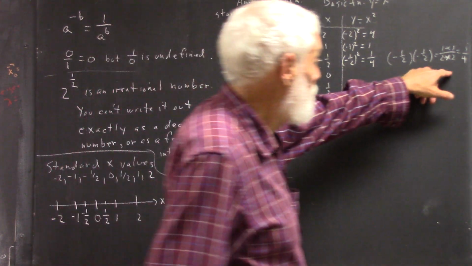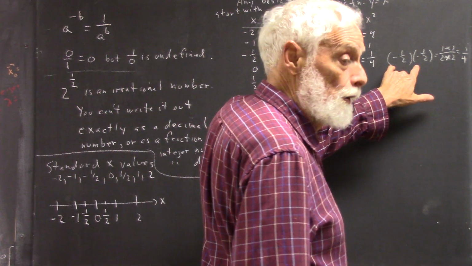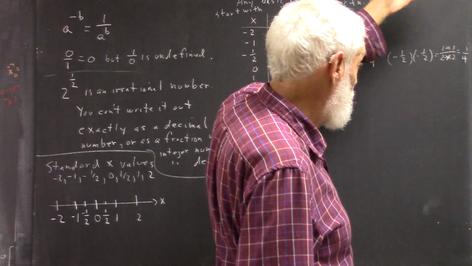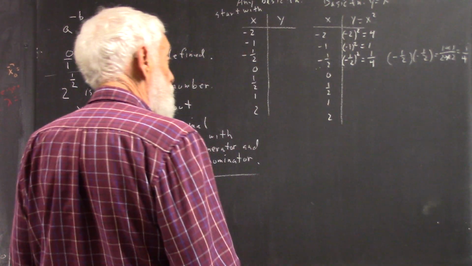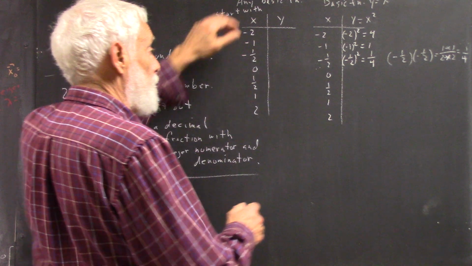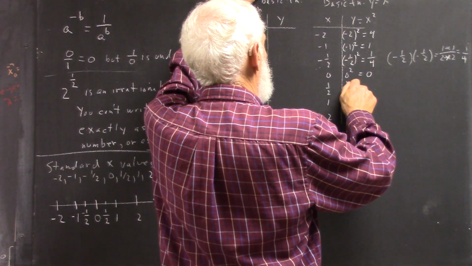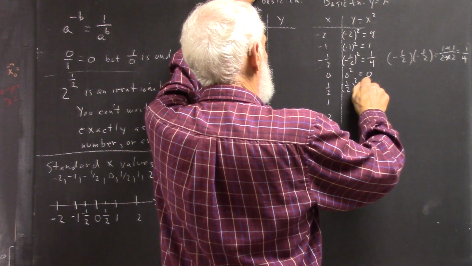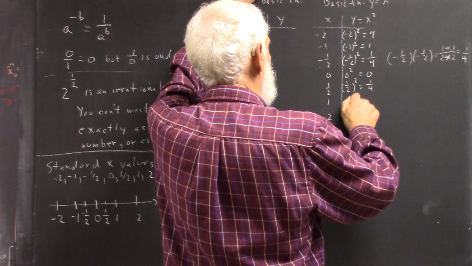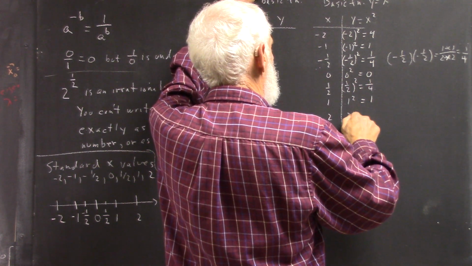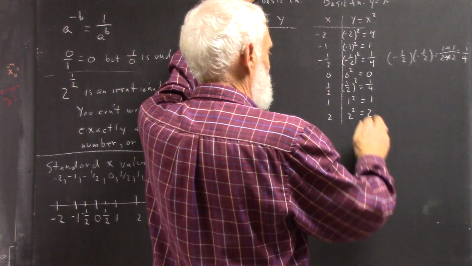Okay, so anyhow, we have this. And of course, if it's two negatives, you've got to get a positive, so I didn't write that out in detail. 0 squared is 0. 1/2 squared is 1/4. 1 squared is 1. 2 squared is 4.